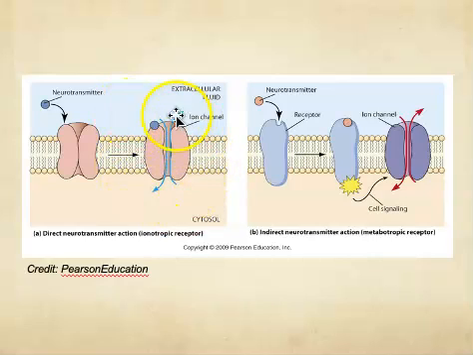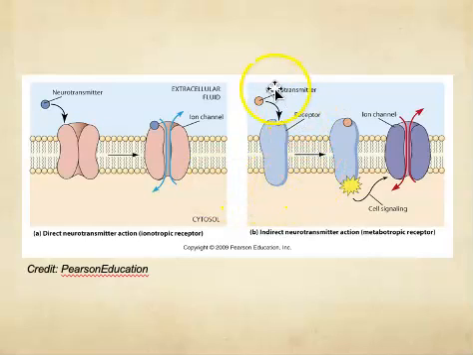If it's a potassium channel, when the neurotransmitter binds, we're going to see the opposite. We're going to see potassium leave the cell. The inside is going to get hyperpolarized. It's going to be hard to generate an action potential here. We're going to make it harder to generate an action potential.